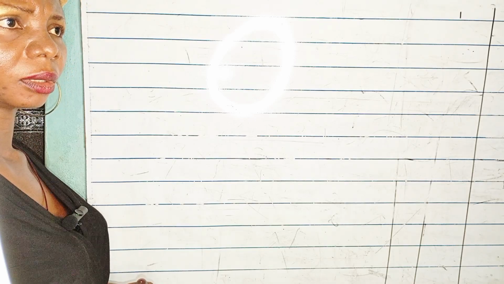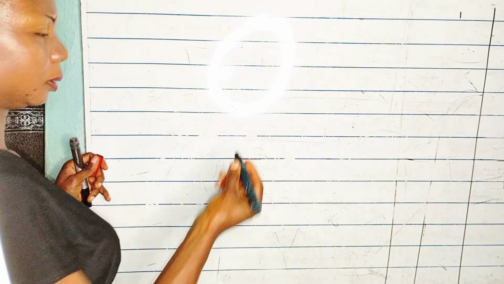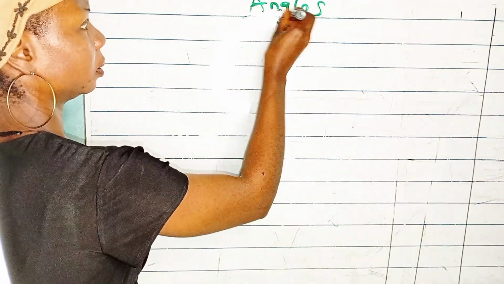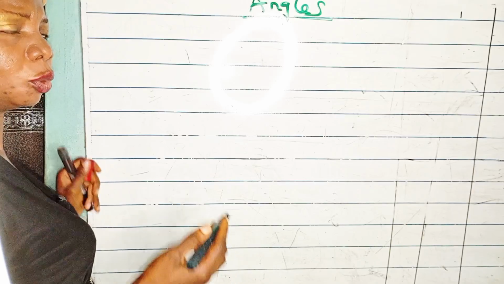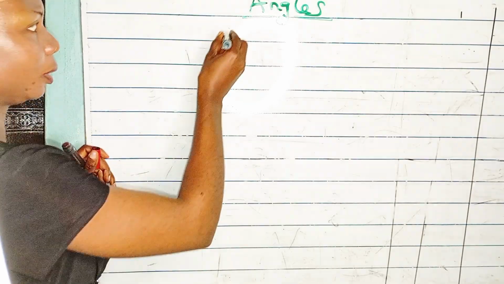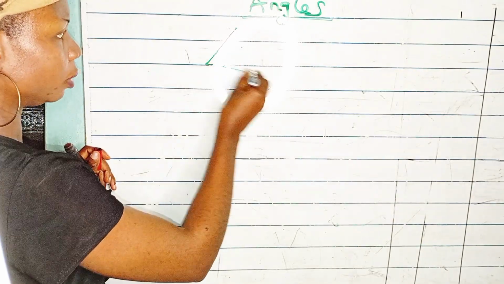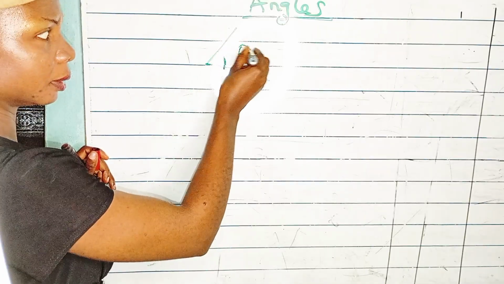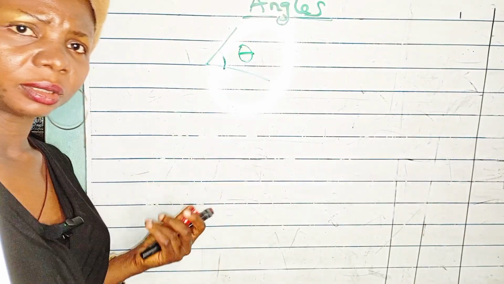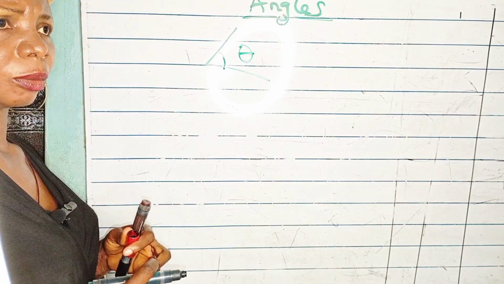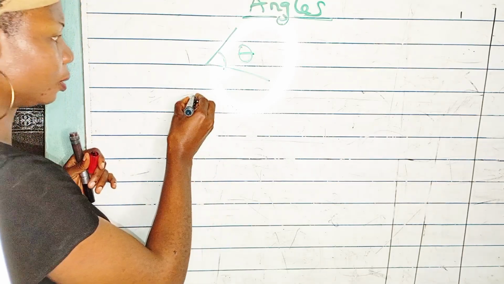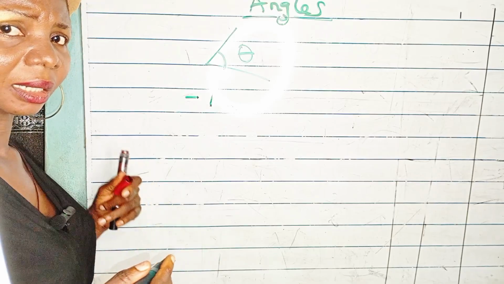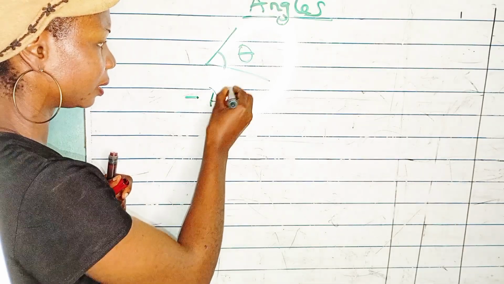Today we are going to discuss angles. The distance between two lines is an angle. When you have two lines joined together like this, the distance between them is known as an angle. We measure angles in different ways. Today we are going to discuss angles, most especially angles between lines.